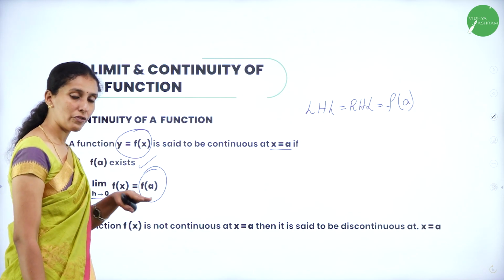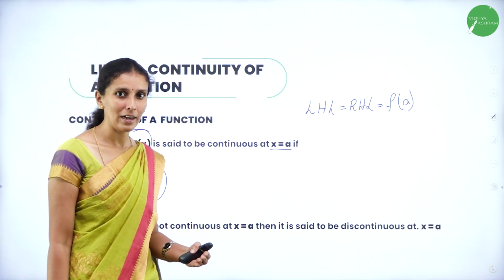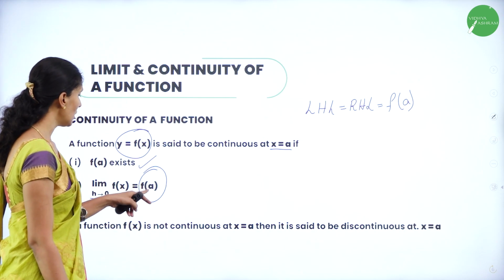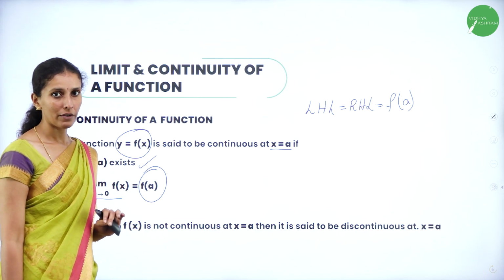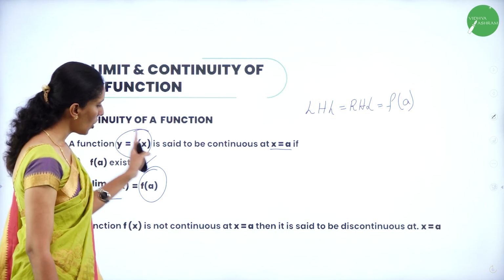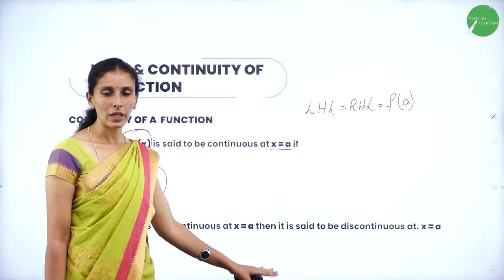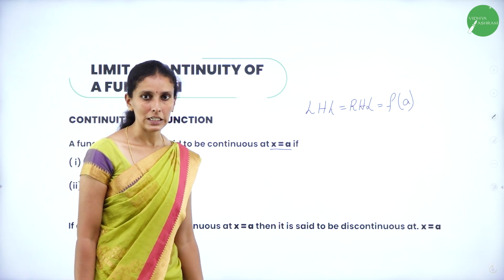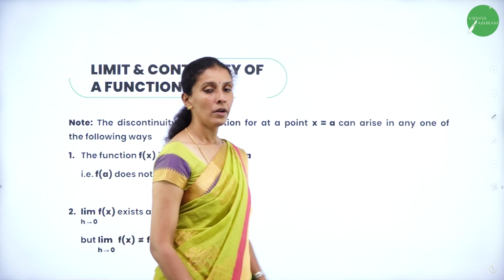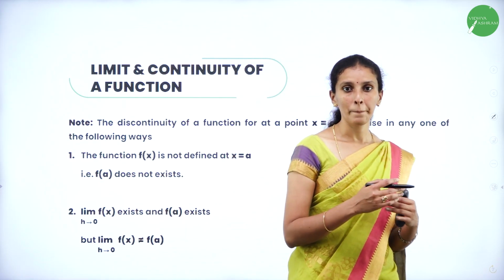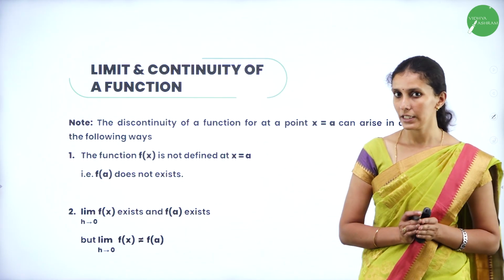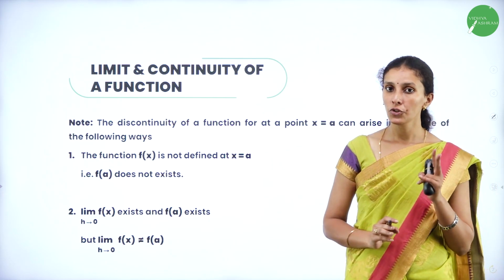That is, you have to find both the left hand limit and the right hand limit so that they are equal to the functional value of the given function. If it is not continuous at x equal to a, we call it a discontinuous function. Now, when may a function have a discontinuity?